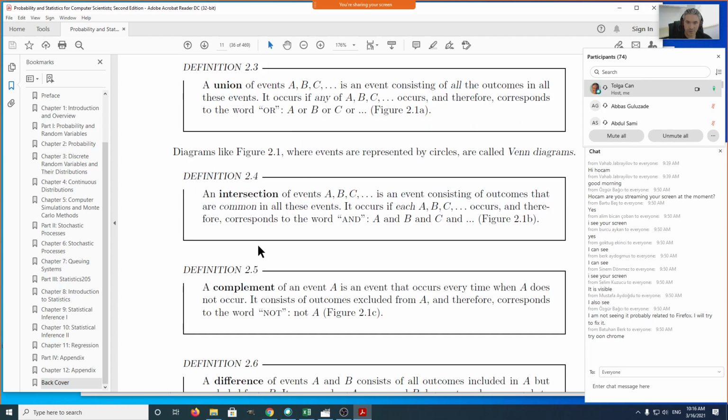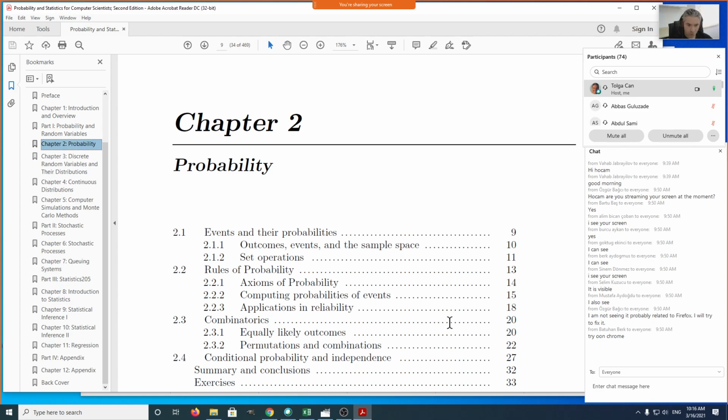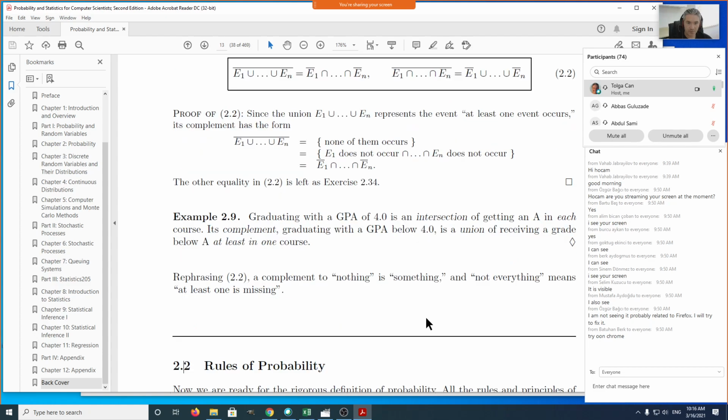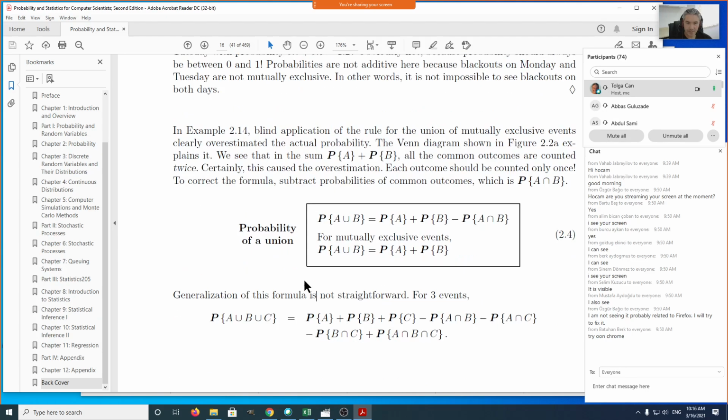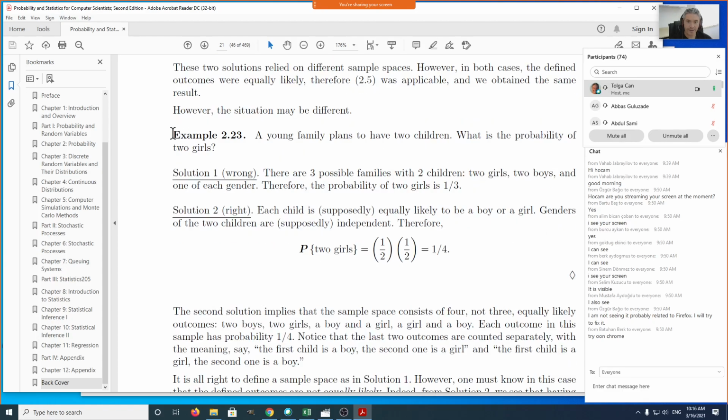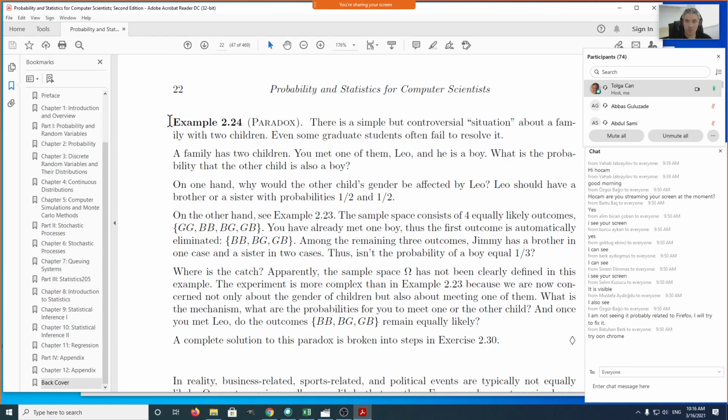These are simple examples, but if you go to the combinatorics part, for example, page 20, let me go down here. Yeah, there are lots of examples. There are answers, rules of probability when we come to combinatorics with more numerical examples. Yeah, here, example 2.23 or 2.24. The name of the example is intriguing, paradox. So what is a paradox? Some classical probability and statistics problems.